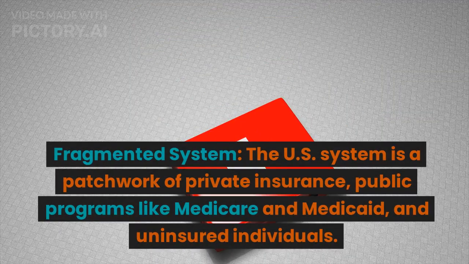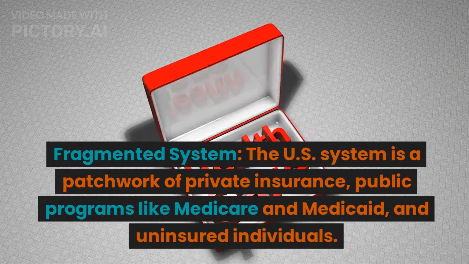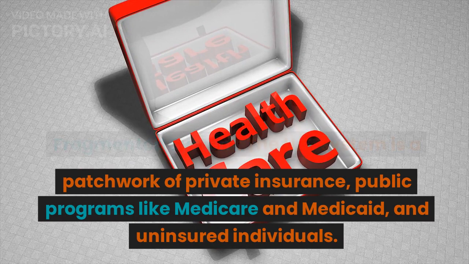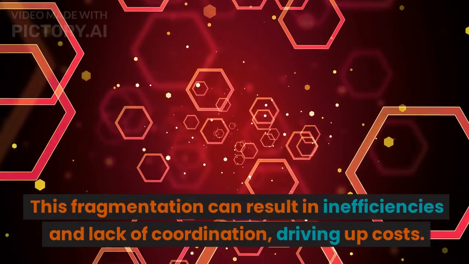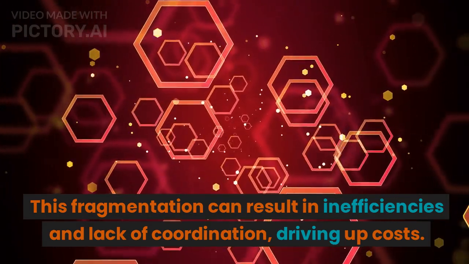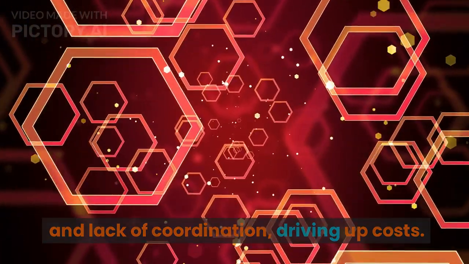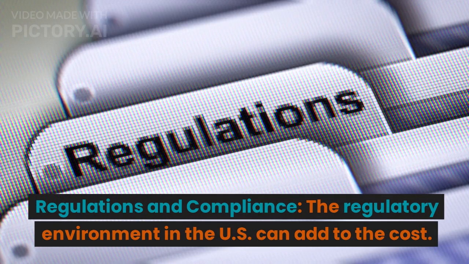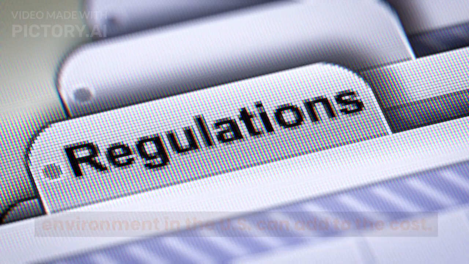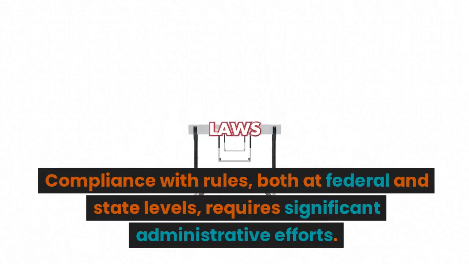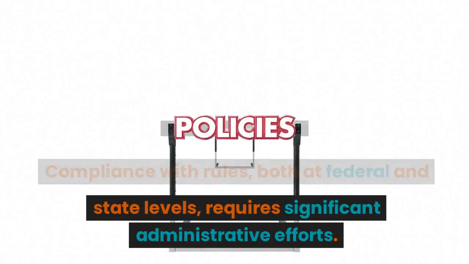Fragmented system. The U.S. system is a patchwork of private insurance, public programs like Medicare and Medicaid, and uninsured individuals. This fragmentation can result in inefficiencies and lack of coordination, driving up costs. Regulations and compliance. The regulatory environment in the U.S. can add to the cost. Compliance with rules, both at federal and state levels, requires significant administrative efforts.